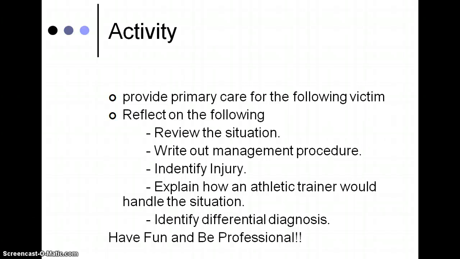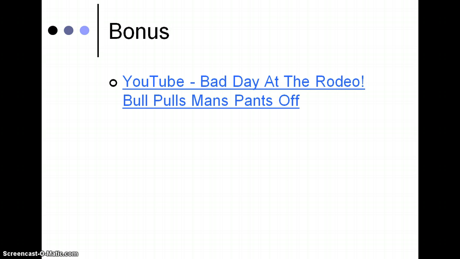Okay, now your activity. Make sure you review the PowerPoint and also your notes on the PowerPoint that we covered in class to follow up with all the things we learned. The activity, you're going to provide primary care for a following victim that I will give you in this PowerPoint. Reflect on the following, review the situation, write out management procedure, identify the injury, explain how an athletic trainer would handle the situation, and identify any differential diagnosis you might have. Make sure you prepare this and bring it to class and turn it in at the beginning of class. You can prepare this as a PowerPoint or just a written document. Have fun and be professional with it.